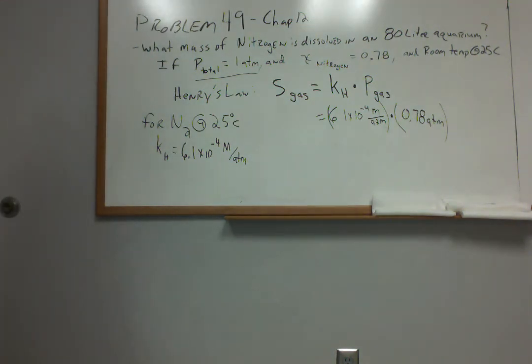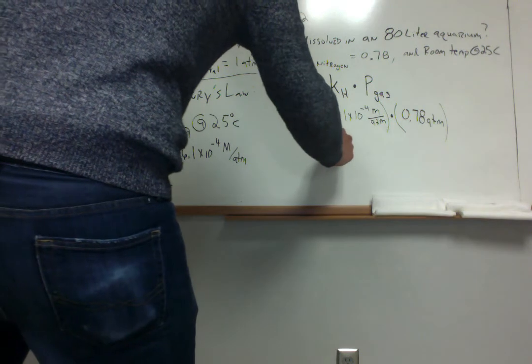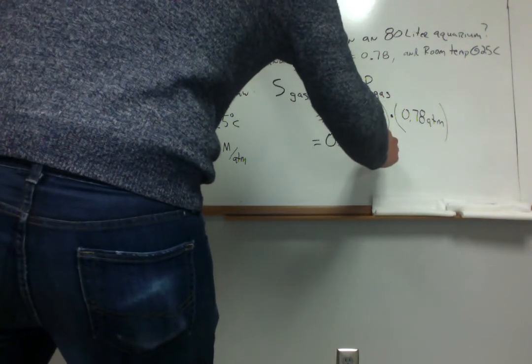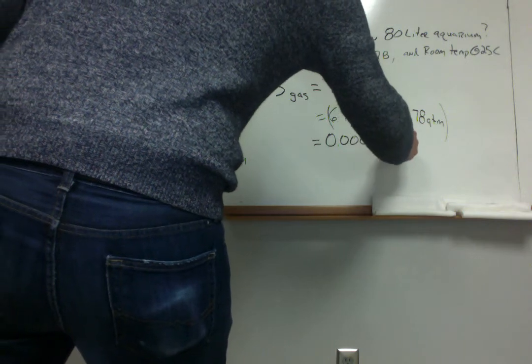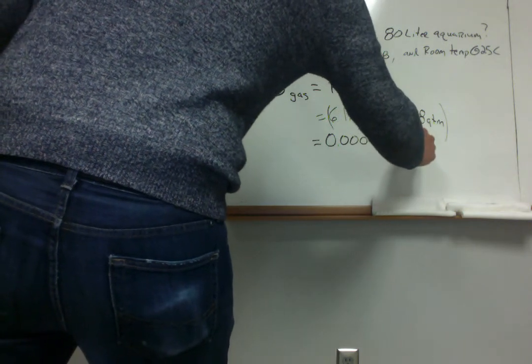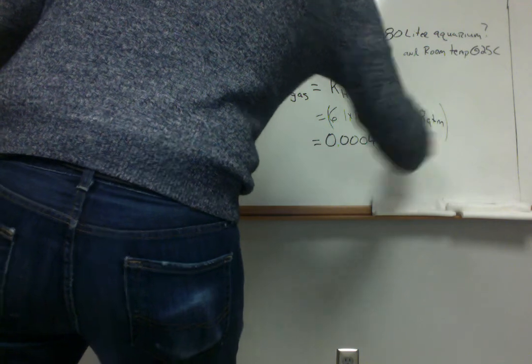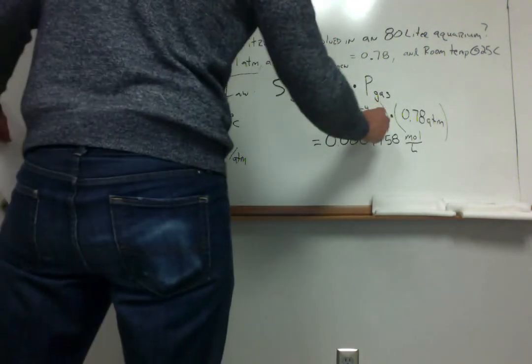We just need to multiply them together, and we can get a value for the solubility of our gas in mole per unit liter units. If we work out the computation, we get 0.0004758 mole per liter, because this is in mole units here and the atmospheres cancel, okay?